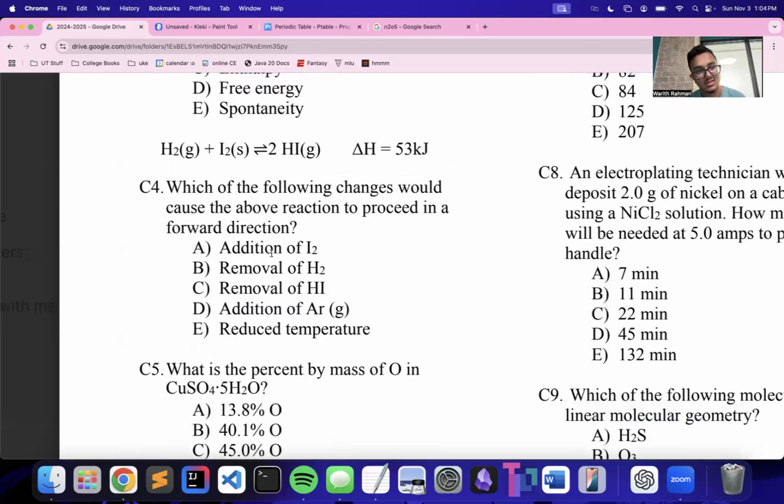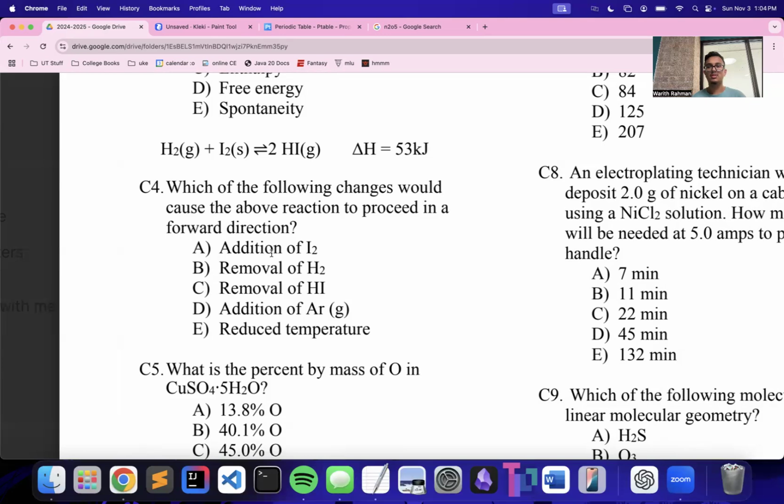Okay, C4: what would cause us to proceed in the forward direction? This all has to do with Le Chatelier's principle and all that good stuff. Okay, so the first option is, what happens if we add I2? You would think that if we add I2, we would have more stuff to react with that can go in this direction.